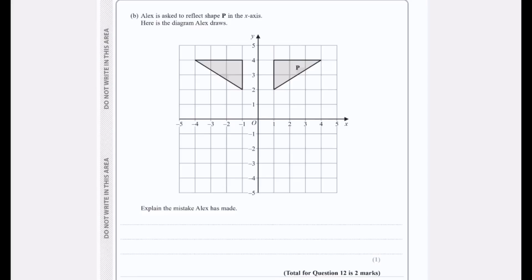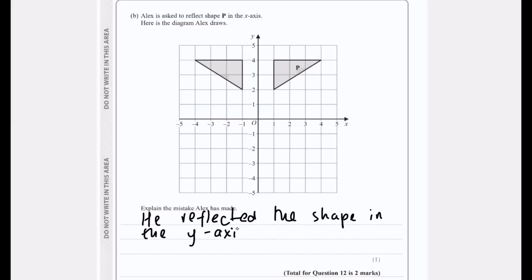Part B. Alex is asked to reflect shape P in the x-axis, and he hasn't. Here is a diagram Alex draws. Explain the mistake Alex has made. So he's reflected it in the y-axis. So that's just what we need to write. He reflected the shape in the y-axis.